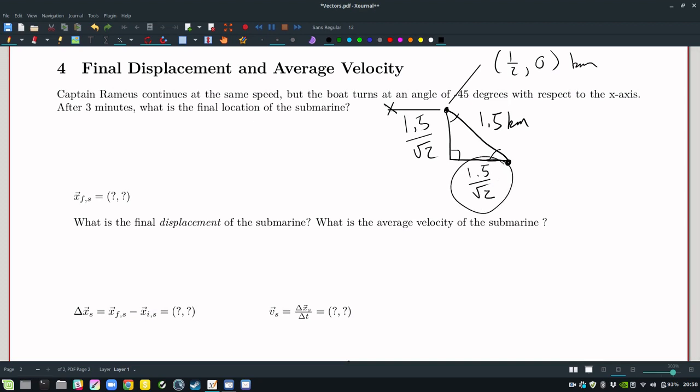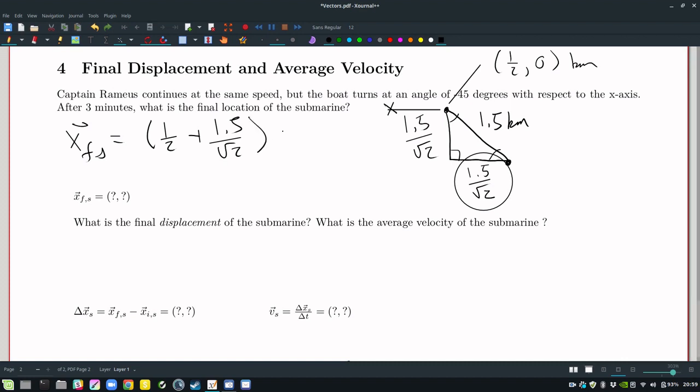So the final location will be, like if this is the origin, it's half a kilometer to the right, another 1.5 kilometers divided by the square root of 2 to the right. So if I say x final for the submarine, I have to say the half a kilometer plus 1.5 over root 2 in the i direction, and then the only change in the y direction is this one, the down portion of the second leg of the journey. So that's negative 1.5 over square root of 2 j, like that. So those are the vector components of the final position of the submarine.